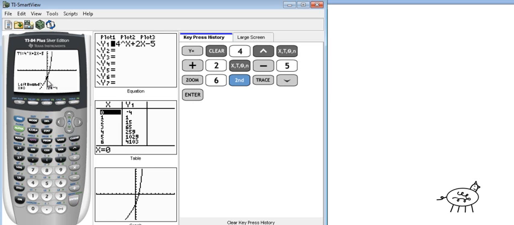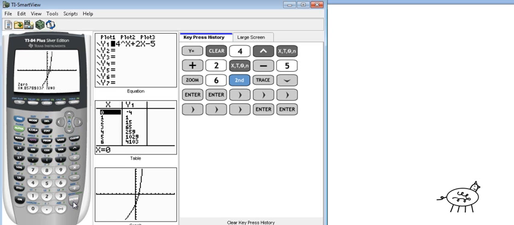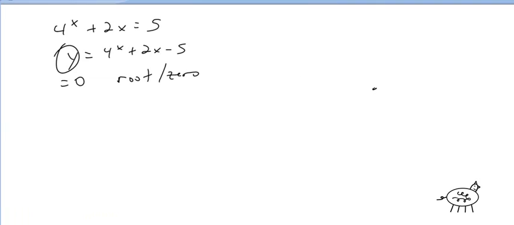So second, calculate, zero. And it's already flashing the left side. And then right side, it's flashing. Hit enter. And the answer is 0.8578. So it is 0.8578. That's the answer to that.